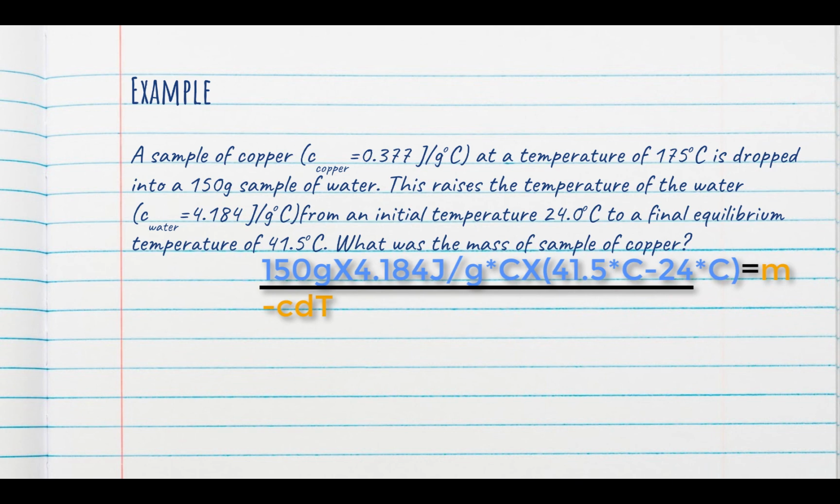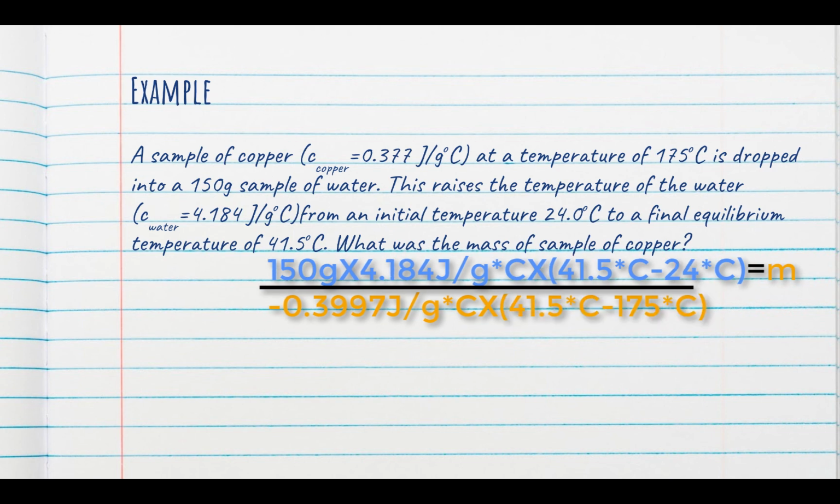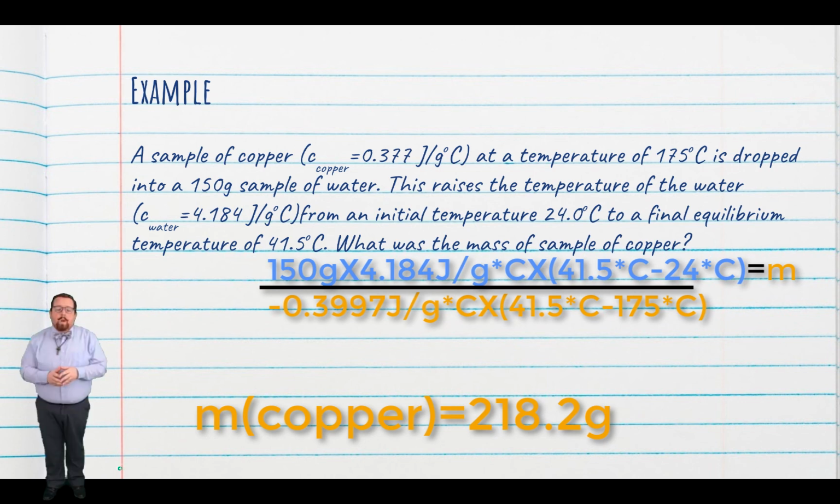The specific heat of copper is 0.377 joules per gram degree Celsius, so plug that in for C of copper. And the temperature change of the copper is the final minus the initial, so 41.5 minus 175. Remember, the heat transfers until both substances are at the same temperature, so the final temperature will always be the same for both substances. If you do the math on that, you should get that the mass of the copper was about 218.2 grams.